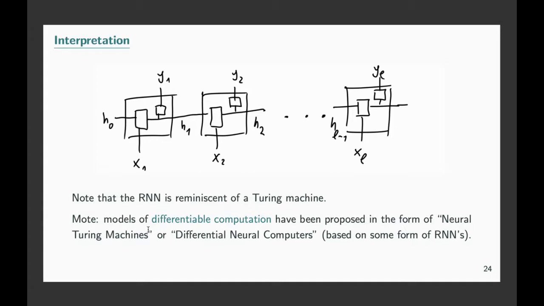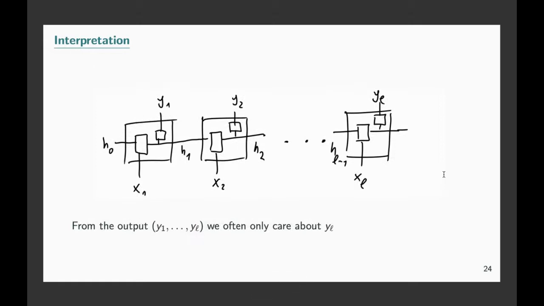So some models of differentiable computation have been proposed, and I don't know what the state of the art is, but they used to have some form of recurrent neural network inside. And normally from the output of the network, we only care about the last vector in the sequence because it's the vector that depends on the whole input sequence. This depends on the application you have in mind, but usually you take the last output vector.